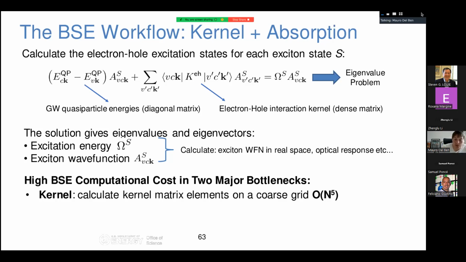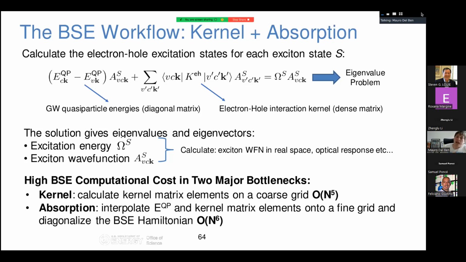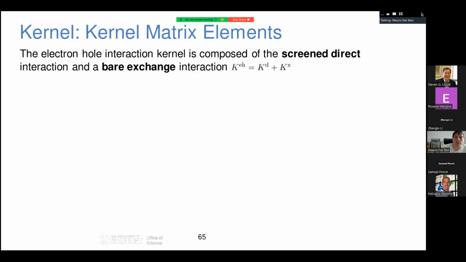We're going to use this as well today in the second part of the tutorial, which calculates kernel matrix elements, and then the absorption, which takes in the quasi-particle energies calculated by the GW part of the workflow, and the kernel matrix elements calculated on a coarse grid, interpolates them on a fine grid, builds up the BSE Hamiltonian, and then diagonalizes it in order to get the excitation energies and exciton functions.